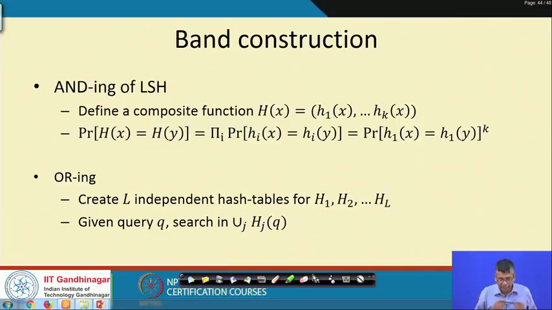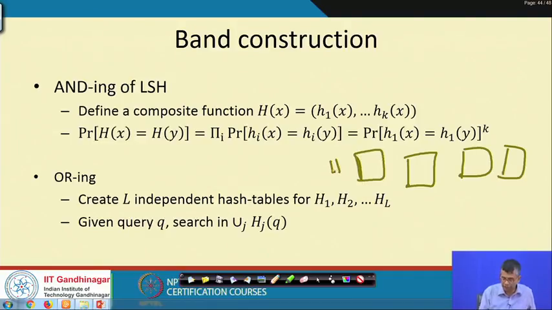Okay. Then the next thing that we do is ORing, and this is actually fairly simple. This says that you have one such h, now build multiple such hash tables, one for each of the h's. So, create some capital L number of h's. Each such capital H1 is again built out of a tuple, but now build capital L such big hash tables.